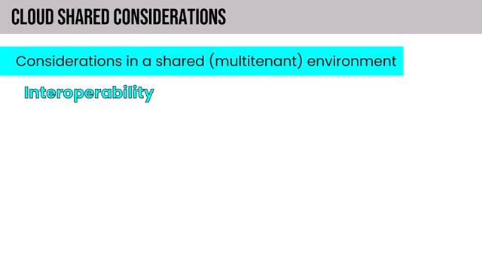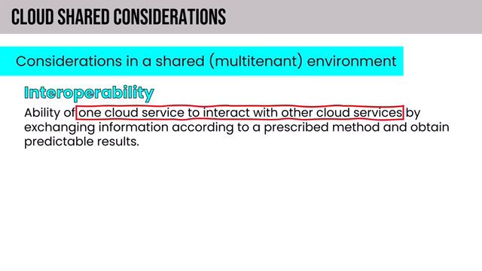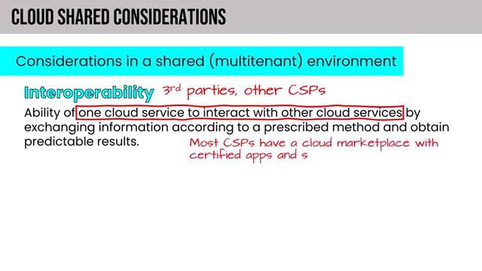The first is interoperability, so the ability of one cloud service to interact with other cloud services. That could be within a single CSP, it could be between CSPs, it could be another third party. Most of your CSPs also have a cloud marketplace with certified apps and services that provide paths for interoperability across platforms as well.